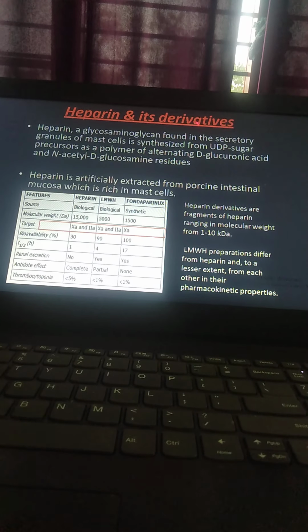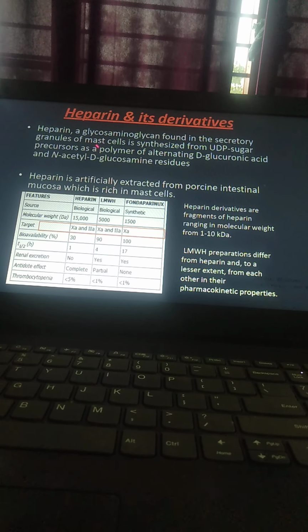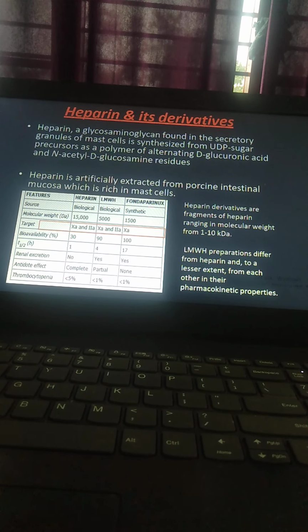Now, heparin and its derivatives. Heparin, a glycosaminoglycan found in the secretory granules of mast cells, is synthesized from UDP sugar precursors as a polymer of alternating D-glucuronic acid and N-acetyl D-glucosamine residues. Heparin is commercially extracted from porcine intestinal mucosa, which is rich in mast cells. Here I can tell you the features: heparin, low molecular weight heparin, and synthetic fondaparinux. You will remember the sources: biological heparin, biological low molecular weight heparin, and this is synthetic.